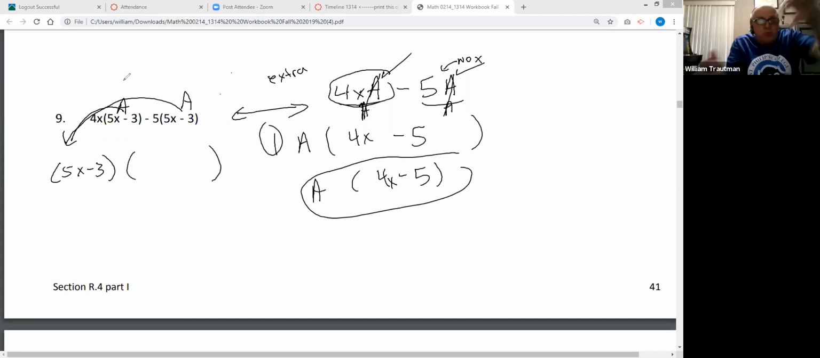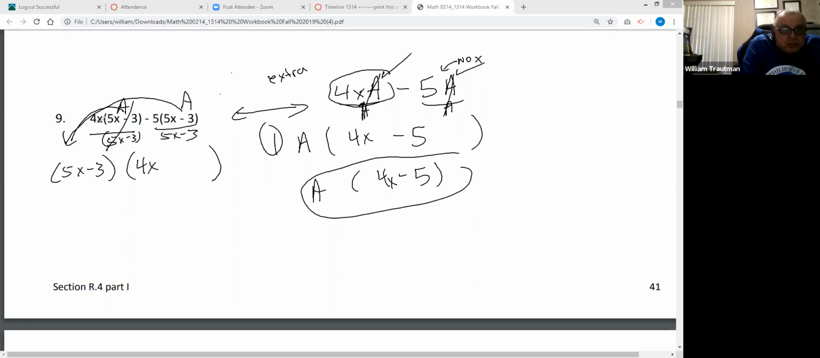When you take the parentheses out, in other words, it's the same thing as 5x minus 3, dividing it by 5x minus 3. When you take it out, you're left with 4x and these cancel, and a minus 5. So the parentheses comes out in front, then you're left with whatever's left over, 4x minus 5.